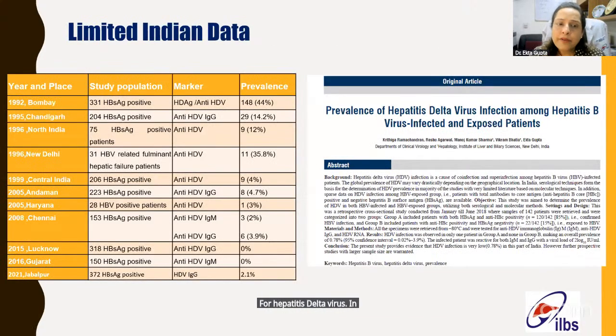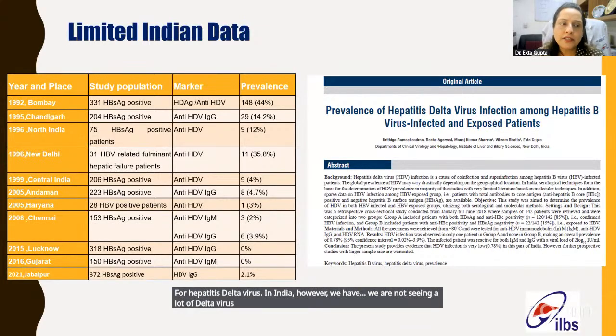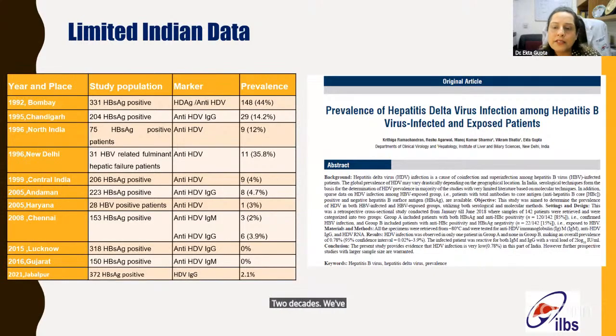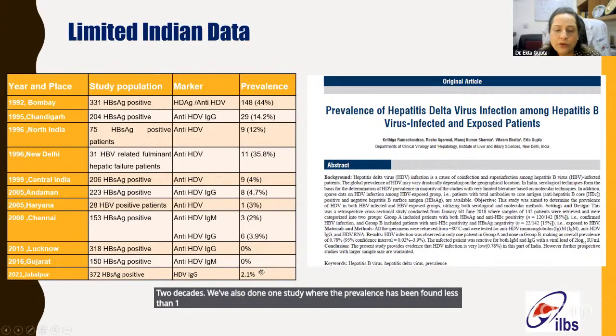In India, however, we are not seeing a lot of delta virus infection. These are studies from the last 2 decades. We have also done one study where the prevalence was found to be less than 1%. So sometimes zero testing is seen.